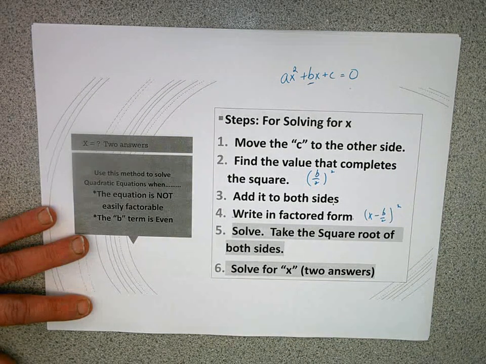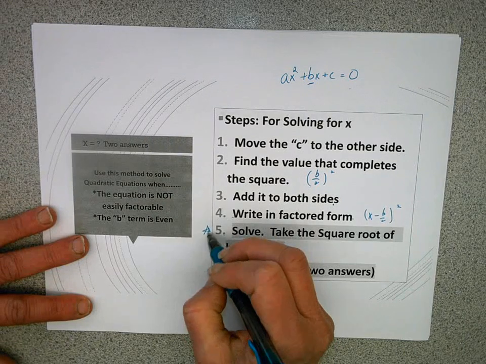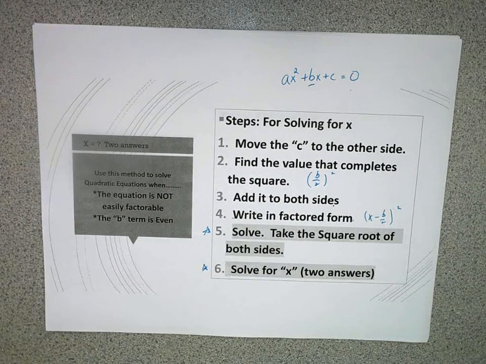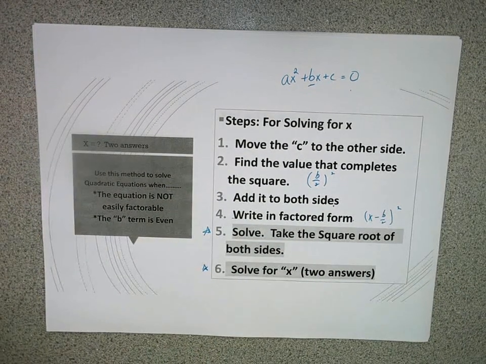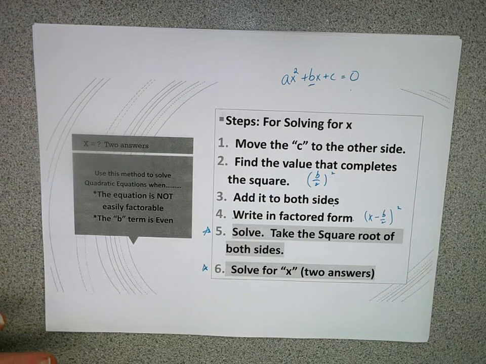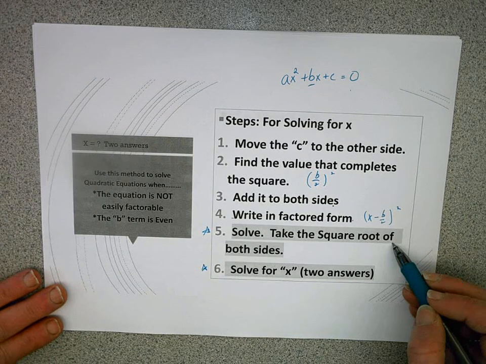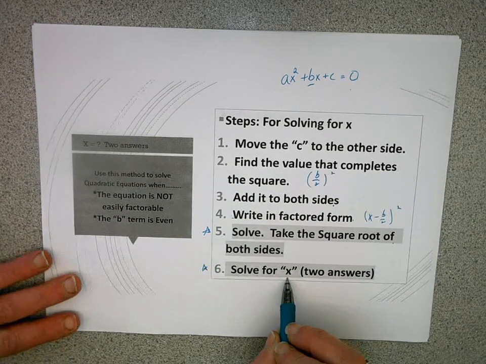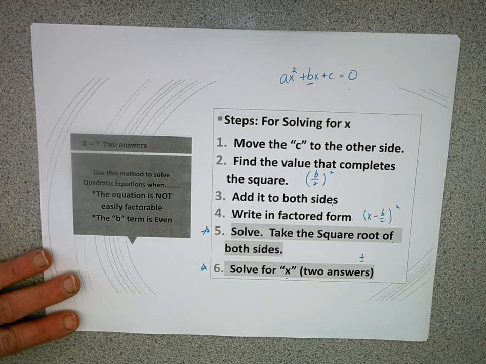Okay? And then this is new. So instead of moving it back over and making y equals in vertex form, now we're going to leave that c value over there and we're going to solve by square rooting. So we're going to take the square root of both sides. There are going to be plus and minus now. So you're going to have two answers, plus or minus.